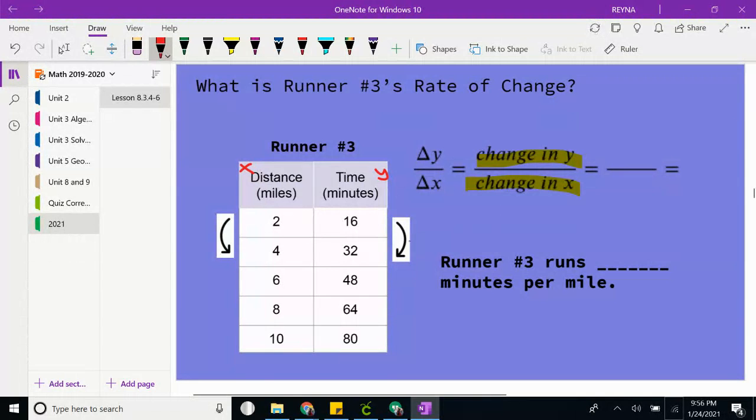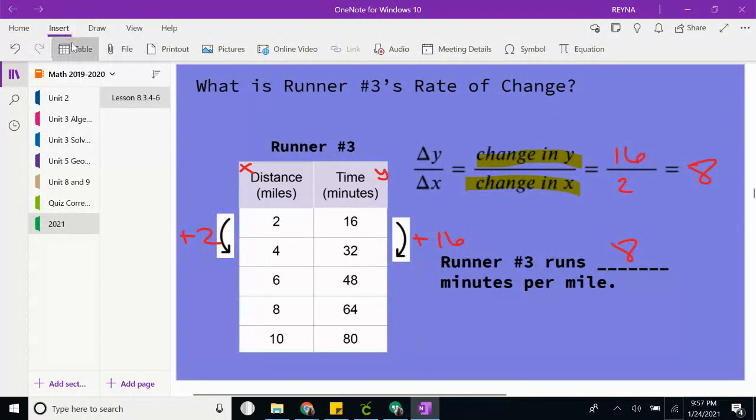We go from 16 to 32. It got bigger. How much did it increase by? It increased by 16. So 16 plus 16 is 32. So my change in y was 16. Okay, how much did my distance increase by? My distance increased by 2. So I would take those two numbers, 16 divided by 2, and that would give me 8. So runner number 3 can run 1 mile in 8 minutes.